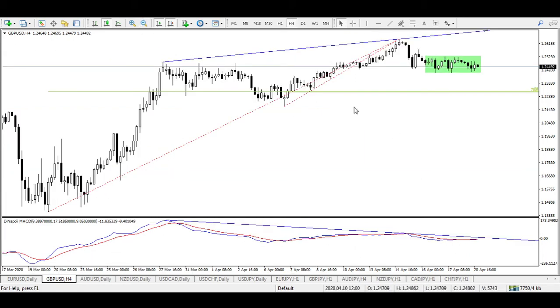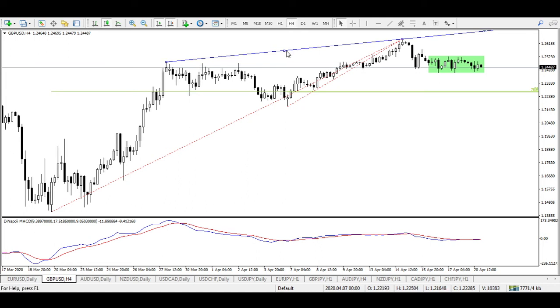Other technical factors are like bearish divergence. You can see that the price recently made higher high, but this MACD made lower high. This is the high, and then it made lower high. So if we join these lines, it will make this kind of structure. So this kind of divergence is a bearish divergence. So this is also supporting our bearish scenario.